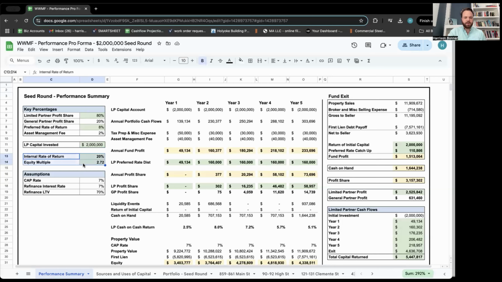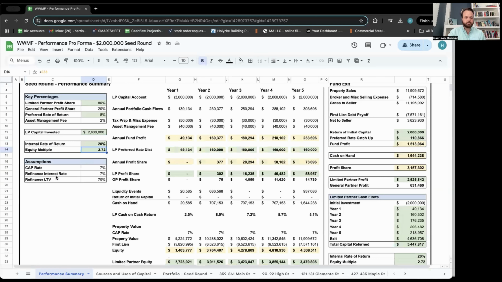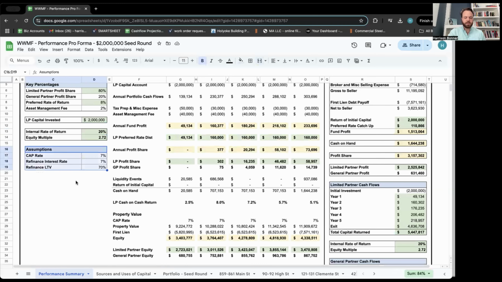Over here, we have our expected internal rates of return and equity multiple. As you can see here, we expect a 20% internal rate of return, or IRR, and a 2.72 equity multiple. Here we also have some assumptions that we can play with should we want to change something and see how that affects the model. Some assumptions for our property value are a 7% cap rate. Now, this is based on some past appraisals that we have received on some other properties in the market and just generally our market knowledge.